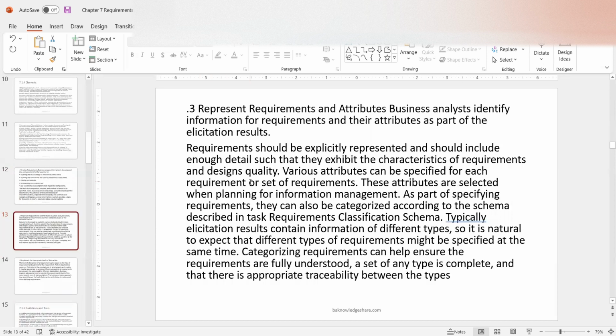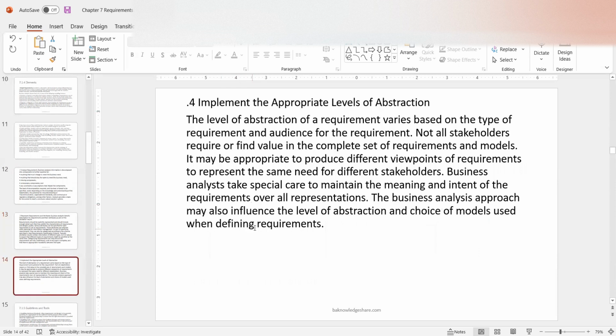Then she represents requirements and attributes by identifying information for requirements and their attributes as part of the elicitation results. And she knows her stakeholders, knowing her audience, they like a lot of detail. So she documents her requirements in a lot of detail.